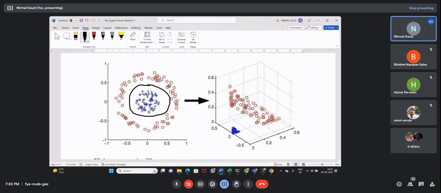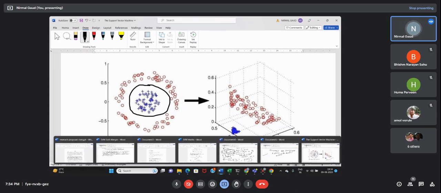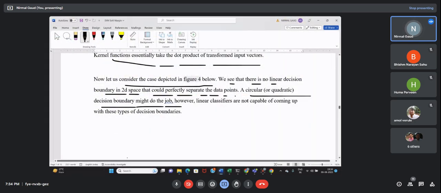How? That's the question. Because it's not working with a line. Circular boundary, I need to, how? So what will we need behind it now? What's happening? That's what we have to understand here.